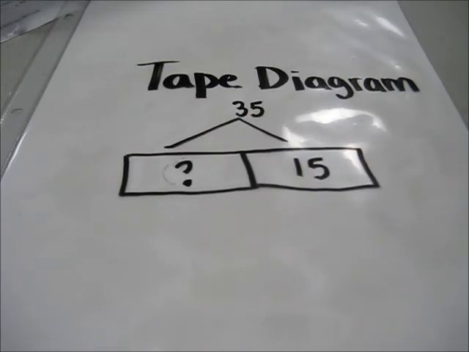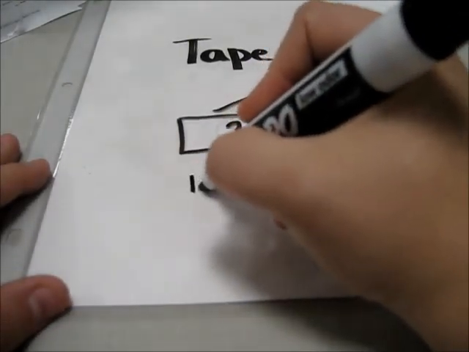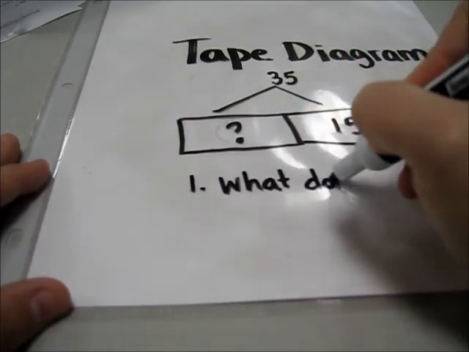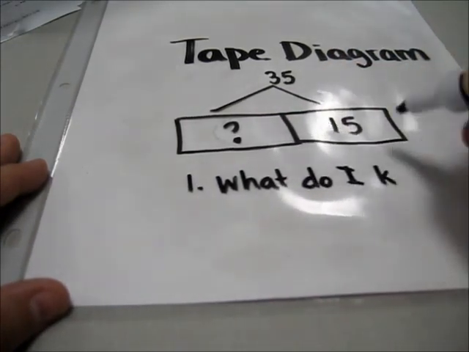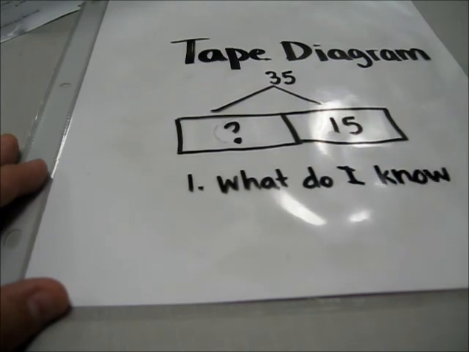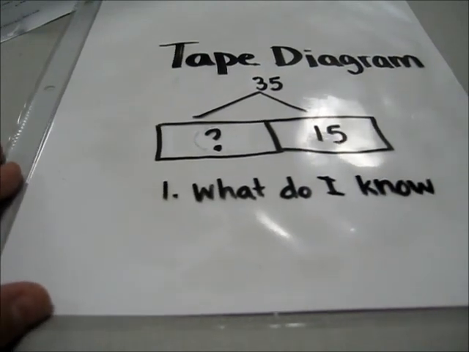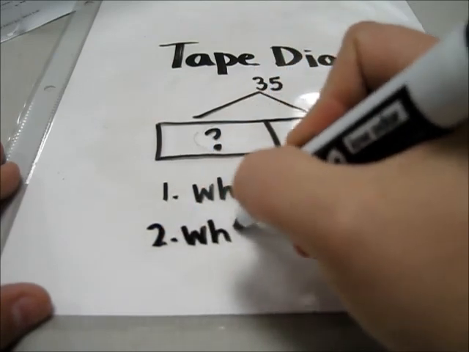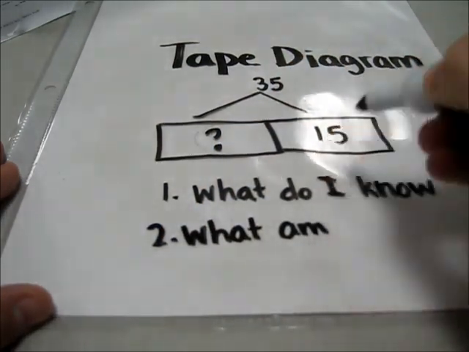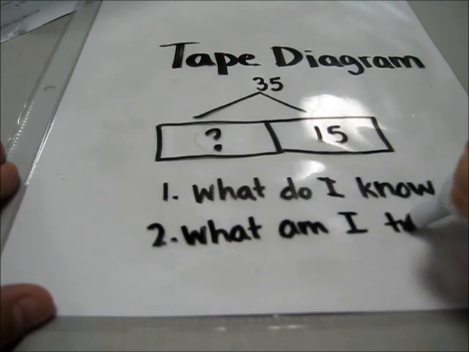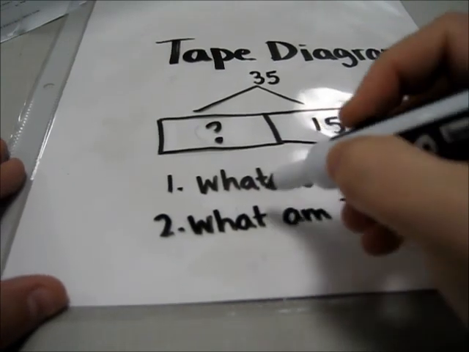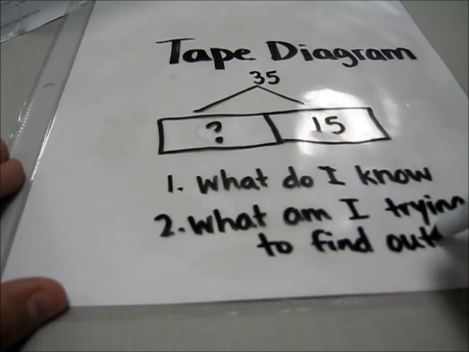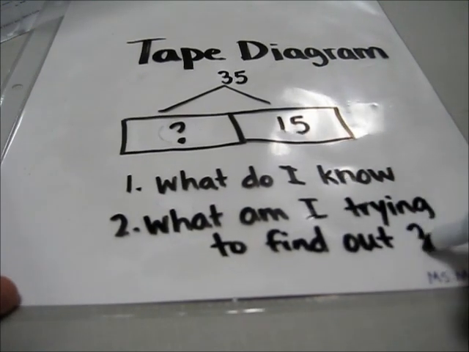Whenever you work on a tape diagram, that's what I'm going to say. The first thing is, what do I know? Put it in boxes, label it with numbers. The second thing is, what am I trying to find out? And you label that part of your tape diagram with big old question marks.